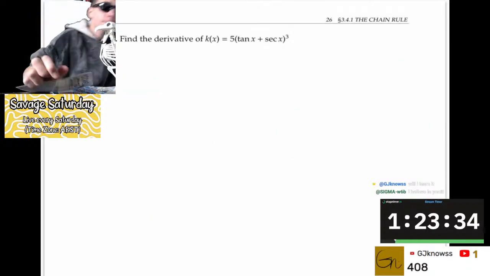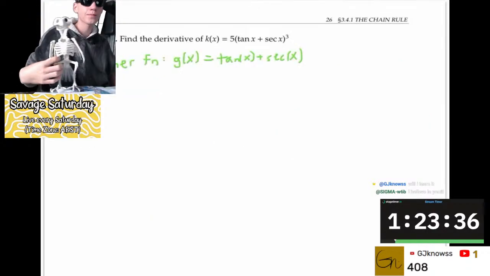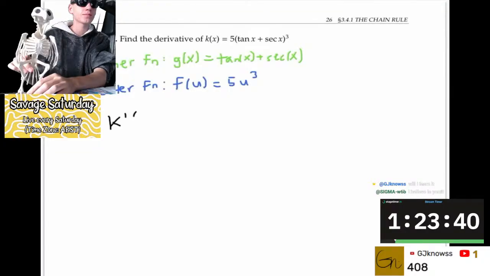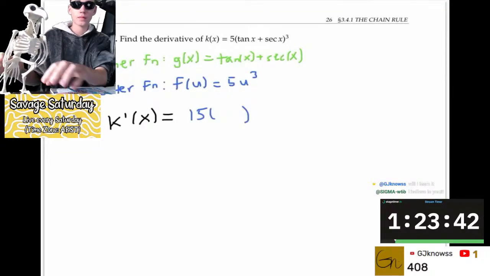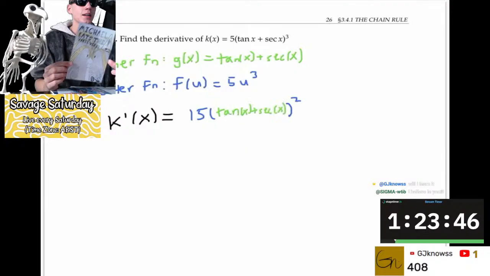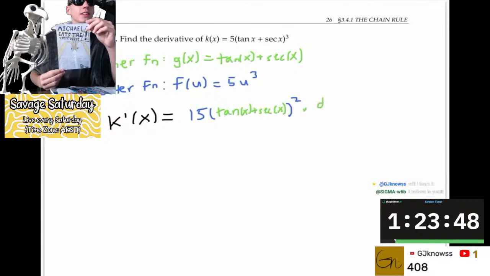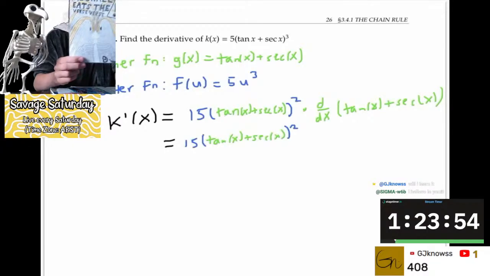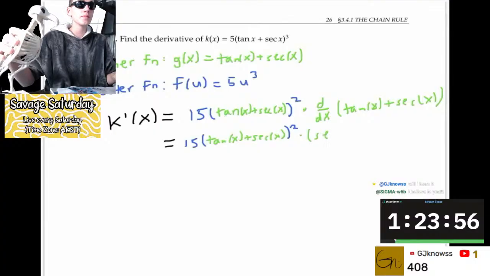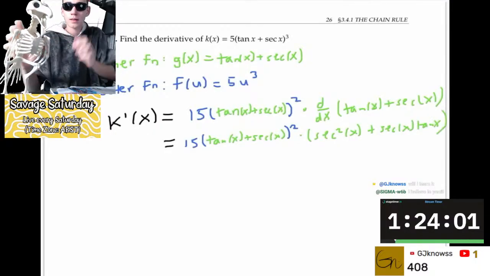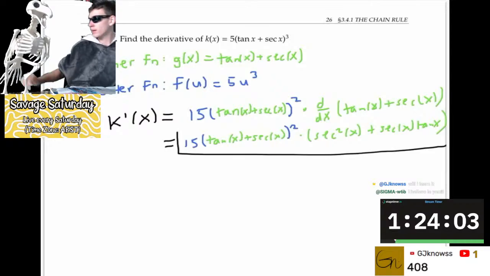For the next example, our inner function was tan x plus secant x, and our outer function, f of u, was 5u cubed. So k prime of x is 15 times u squared, but that's evaluated on the inner function, tan x plus secant x. Then we multiply that by the derivative of the inner function, tan x plus secant x. So we get 15 times tan x plus secant x squared times the derivative of tan x, which is secant squared x, plus the derivative of secant x, which is secant x tan x. And that's our chain rule derivative.